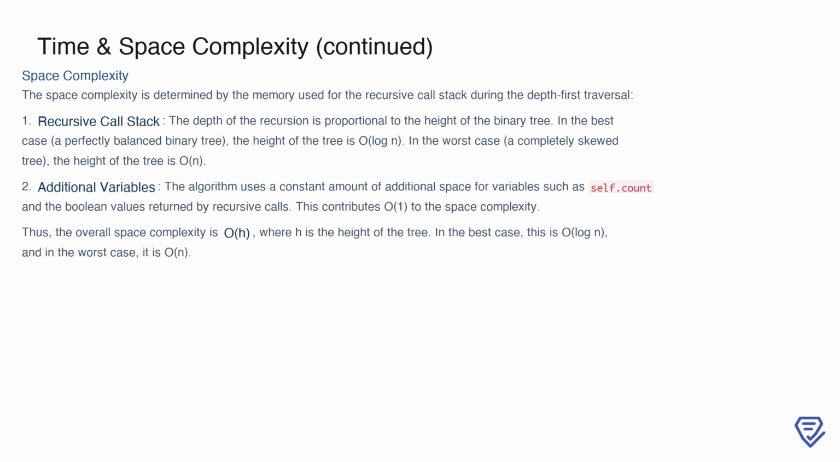Additionally, the algorithm uses only a constant amount of extra space for variables like self.count and the Boolean values returned by recursive calls, which contributes O(1) to the space complexity. Therefore, the total space complexity is O(h), where h is the height of the tree, ranging from O(log n) in the best case to O(n) in the worst case.